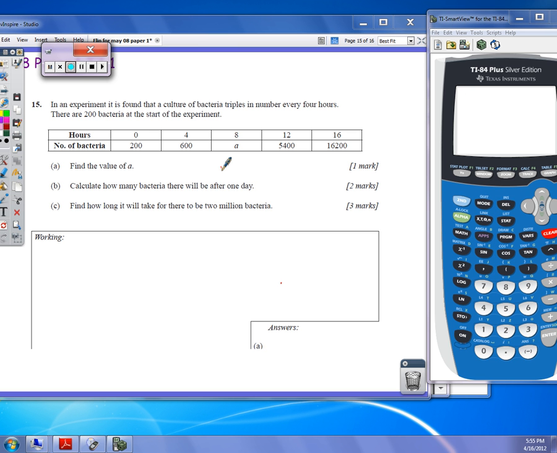I've got an experiment, and I've got a population of bacteria tripling every 4 hours. At the beginning of the experiment, when time is 0, there are 200 bacteria. The first thing they ask you to do is just calculate the value of A. And you can see that.